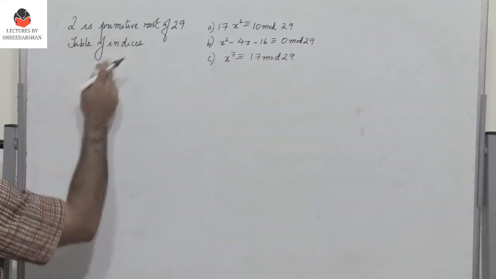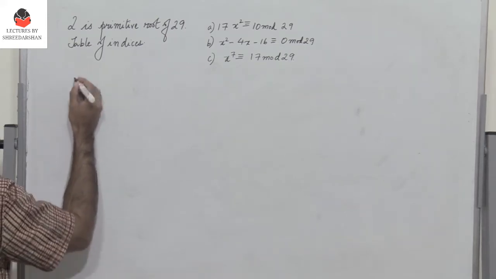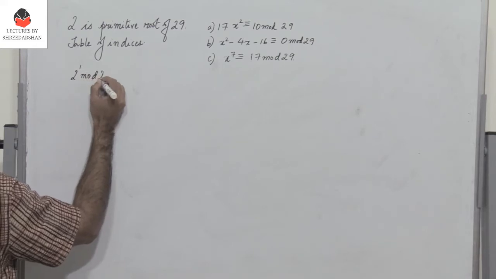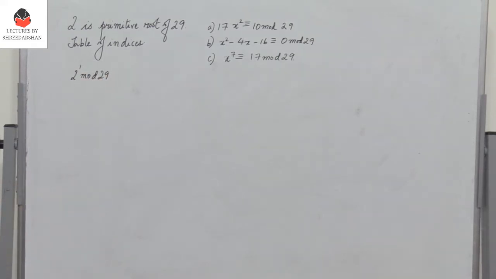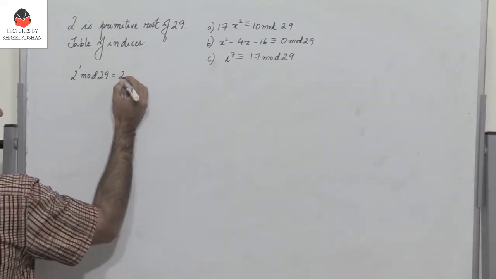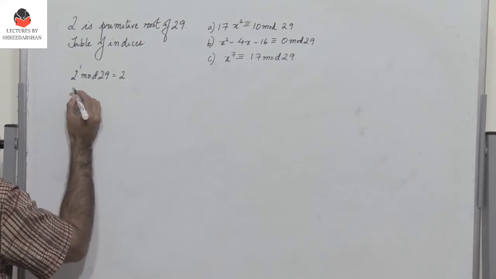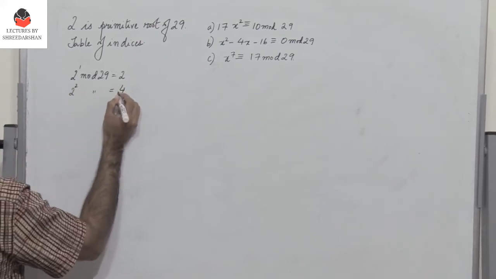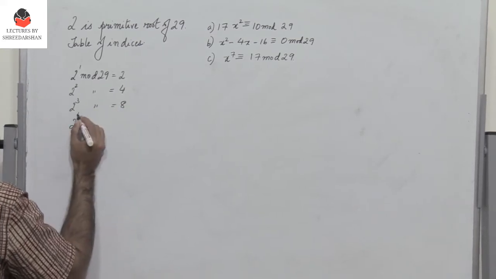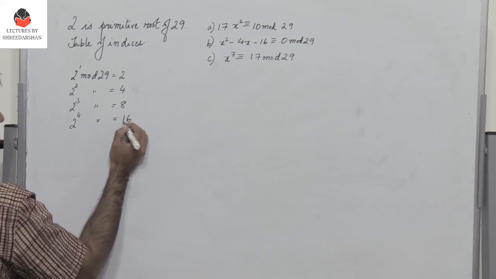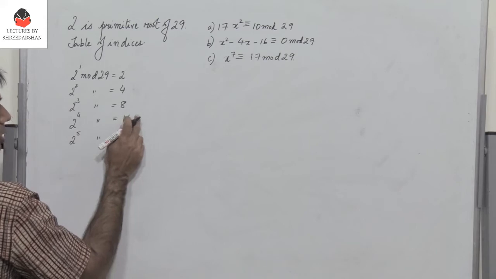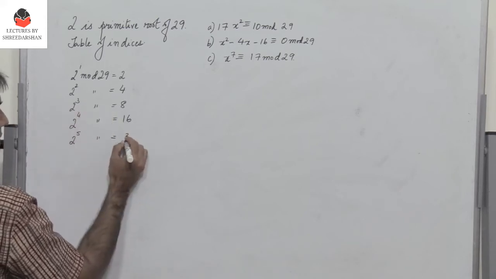So given 2 is a primitive root of 29, I need to get 2 power 1 in mod 29 up to 2 power 28 in mod 29. Now what is 2 power 1 in mod 29? It is 2. 2 square in mod 29 is 4. 2 cube in mod 29 is 8. 2 power 4 in mod 29 is 16. 2 power 5 in mod 29 is 32. So 32 minus 29 gives me 3.